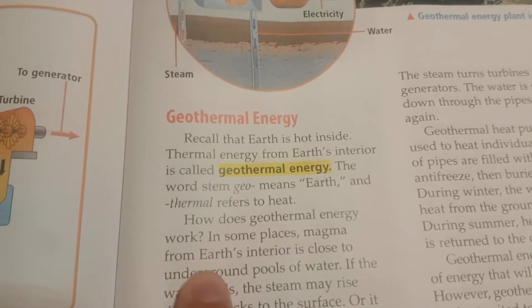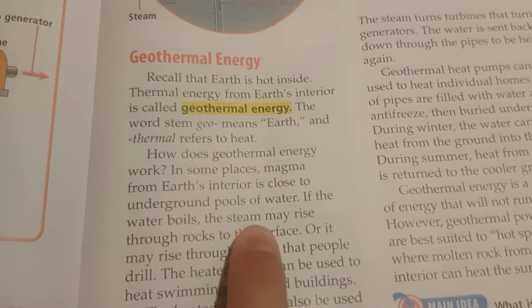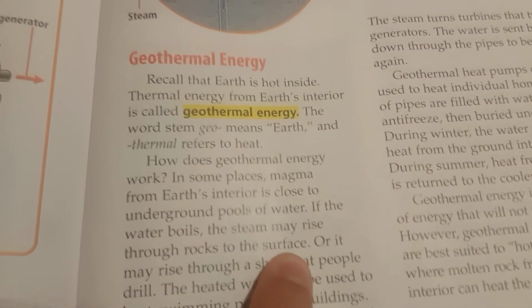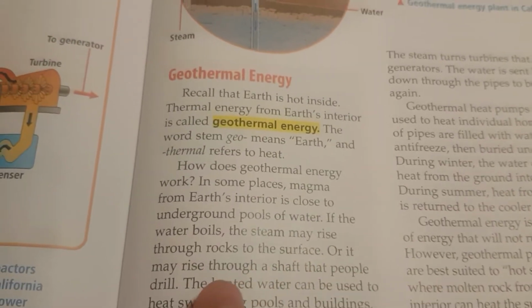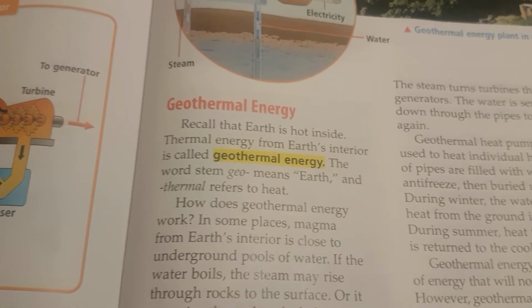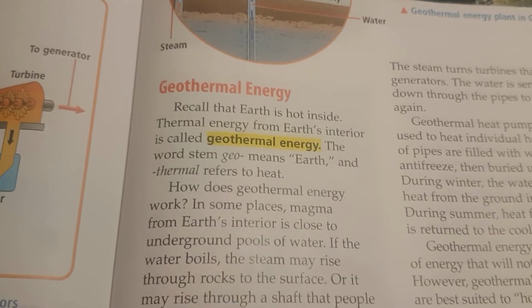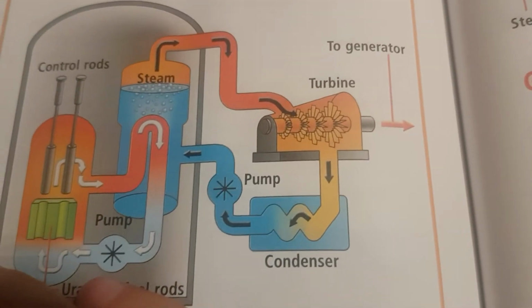In some places, magma from Earth's interior is close to underground pools of water. If the water boils, the steam may rise through rocks to the surface. Hey, that kind of sounds like the geysers. So, Earth's interior hot, water boils, steam. And we already know where this is going. Steam can cause turbines to spin and generate electricity. Okay, let's see.